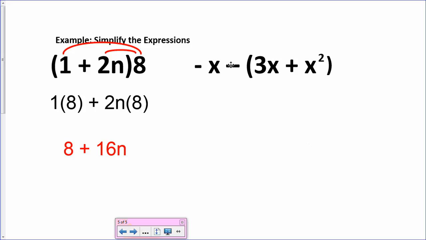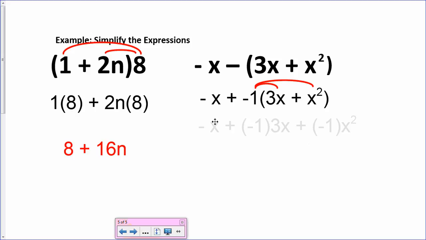So really, this minus sign, I'm going to go ahead and change to a plus sign. Okay? So that means it's going to become negative x plus that negative, and remember, it's an invisible 1. So plus negative 1 times 3x plus x squared. Okay? So that means this negative 1 is the thing that's getting multiplied by the group. So negative 1 must be distributed to the x squared as well as to the 3x. So I go ahead and do that.